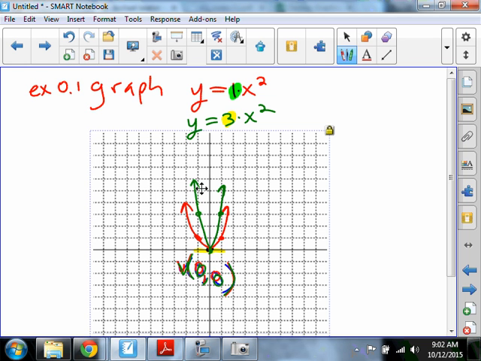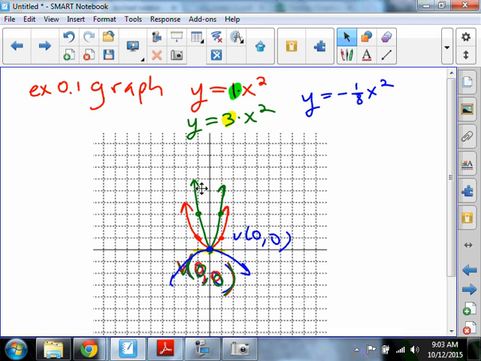Let's try one more. Y equals negative 1/8 x squared. Where's my vertex on this one? 0, 0 again. Now my A value is negative 1/8, so what am I going to do? Over 1 and down 1/8. 1/8 is half of a fourth, so it's not that far down. This graph is going to be a vertical compression and something like that.